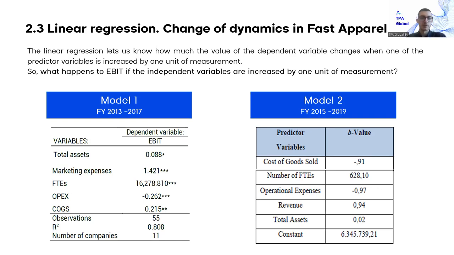Because of this difference, we have a question. Why do you think there is a significant difference between the impact of the number of full-time employees on the EBIT between fiscal years 2013 to 17 and 2015 to 19? Because of the introduction of the challenge strategy, of the super fast fashion, a starting of logistics, or all of the above?